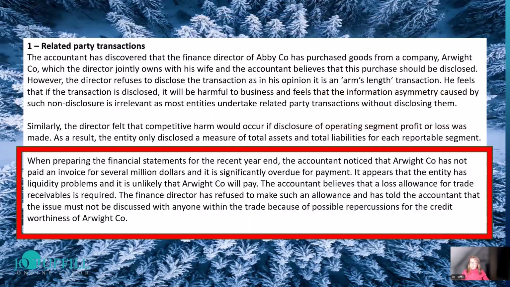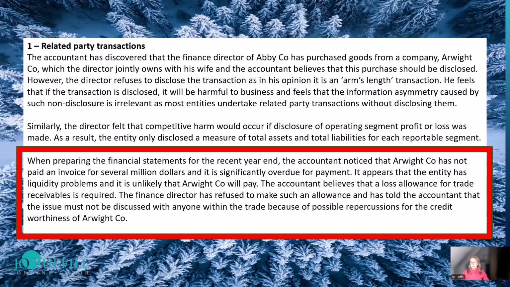And then when preparing the financial statements for the recent year end, the accountant noticed that Arkwright Company has not paid an invoice for several $1 million, and it is significantly overdue for payment. It appears that the entity has liquidity problems, and it's unlikely that Arkwright will pay. There is a big issue here. Arkwright, remember, is a related party. So the accountant believes that the loss allowance for trade receivables is required. Finance director has refused to make such an allowance and has told the accountant the issue must not be discussed with anyone. This is a major issue here, where it should be making a loss allowance for something that will not be paid.